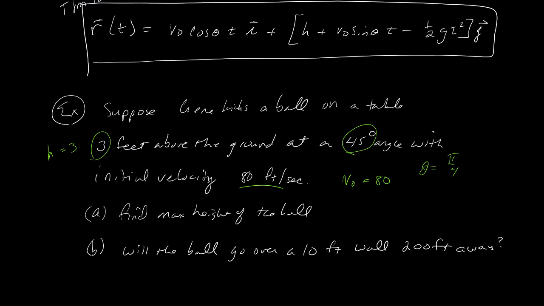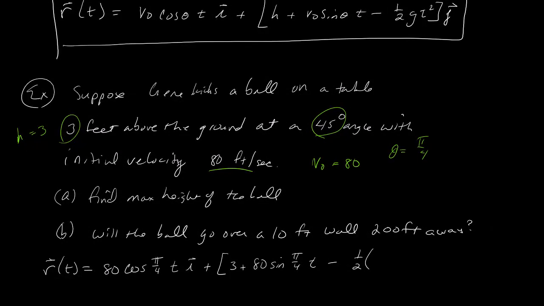So let's plug all of this into our formula so that we can get our position vector. r of t is equal to v naught, which was 80, times cosine of pi over 4, t in the i direction, plus h, which is 3, plus v naught, which was 80, times sine of pi over 4 times t, minus 1/2, we're in feet here, so we should stick to 32 feet per second squared, 32 feet per second squared times t squared. So that's the g from above. Here, I'll circle it in green. That g I'm replacing with 32 feet per second squared. Okay, and that's in the j direction.